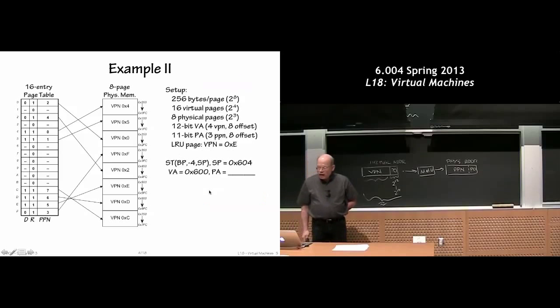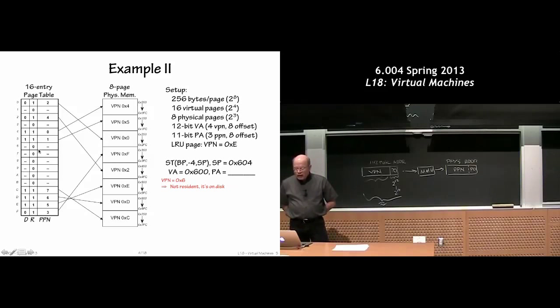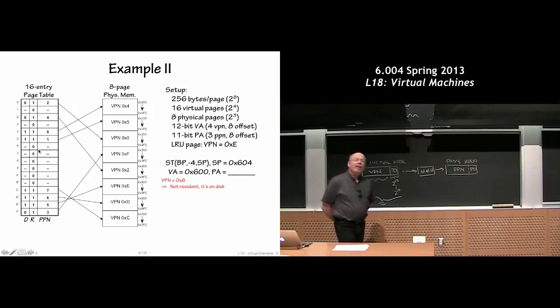Okay, right. Now, a slightly different example in which we're accessing the stack and we're looking for address 604 hex. And again, what we're going to do now is quickly go look in our page table at virtual page 6. Now, the virtual page number is 6. It's not resident, it's on disk. So now this is when we would take a page fault.